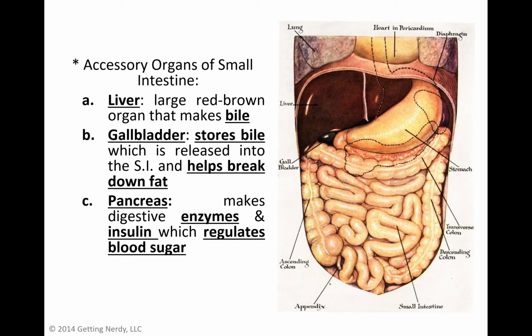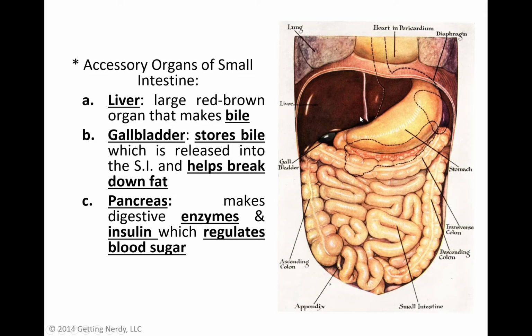Continuing with the notes now, there are some accessory organs. So this is after your number 4 of the digestion, small intestine, because these organs supply enzymes into the small intestine. Remember, these are accessory because food doesn't move through them, but they dump chemicals into your small intestine to help you digest. The liver is a large red-brown organ that makes bile.